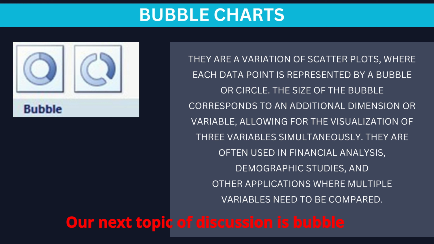Our next topic of discussion is bubble charts. They are a variation of scatter plots, where each data point is represented by a bubble or circle. The size of the bubble corresponds to an additional dimension or variable, allowing for the visualization of 3 variables simultaneously. They are often used in financial analysis, demographic studies, and other applications where multiple variables need to be compared.